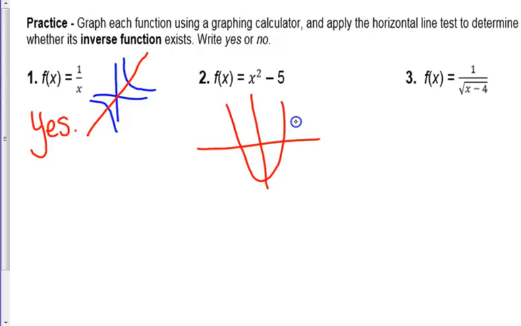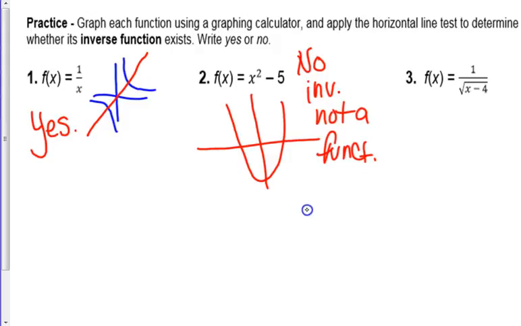Is that going to have an inverse that's a function? Okay, the inverse is not a function because this is not one-to-one. It fails the horizontal line test. It's only asking you yes or no. I'm just trying to make sure you understand why.